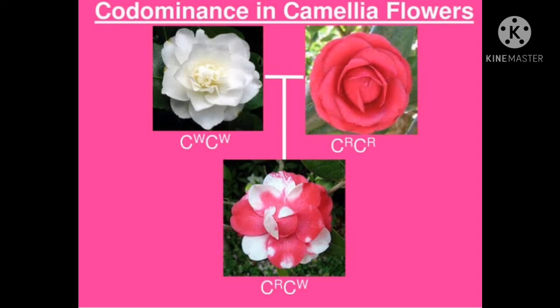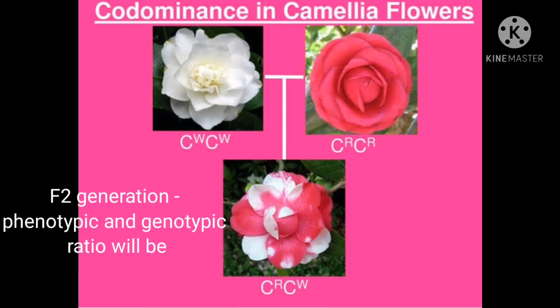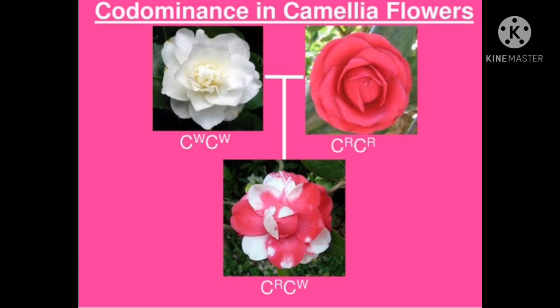Codominance means both the characters appear in the F1 generation, in which we just see the flower color, that is both red and white will be there. So that is nothing but what? Codominance in camellia flower, that is CR CW. Here the phenotypic ratio and genotypic ratio will be the same, 1:2:1. So this is all about codominance in cattle as well as in flower, where the phenotypic and genotypic ratio are the same, 1:2:1.